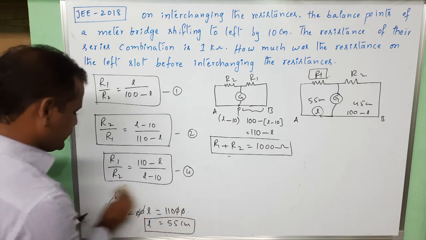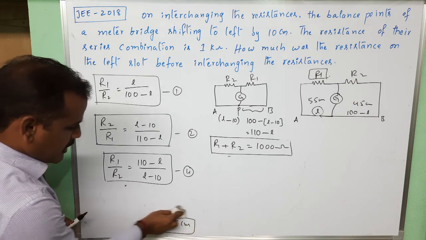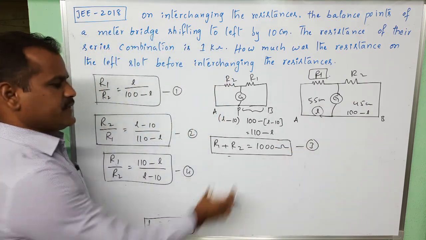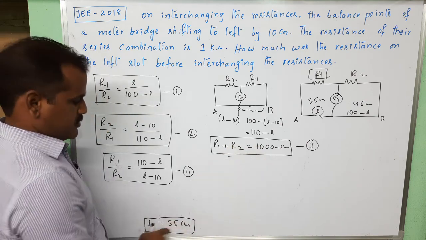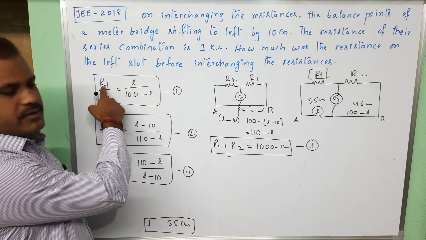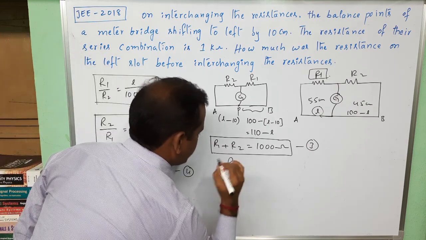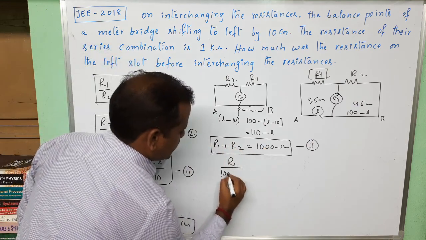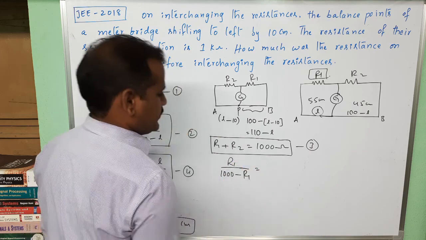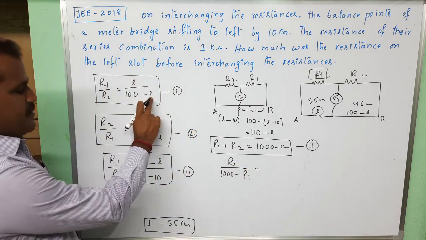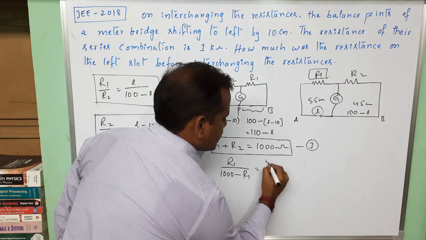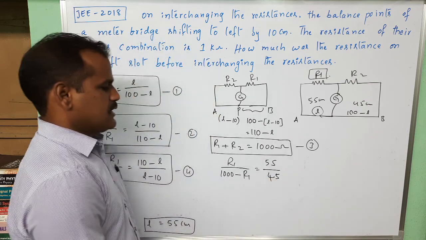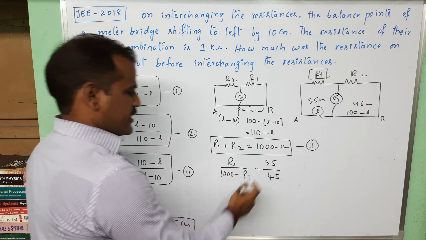Further we have one condition, R1 plus R2 is equal to 1000 ohms, equation 3 we have considered. From this one and the L value, we can substitute here to get the value of R1. So R1 divided by R2, where R2 is equal to 1000 minus R1, is equal to L divided by 100 minus L. The L value is 55, that means 55 divided by 100 minus 55, that is 45. So we get only the R1 variable here. We can get the value after solving this.